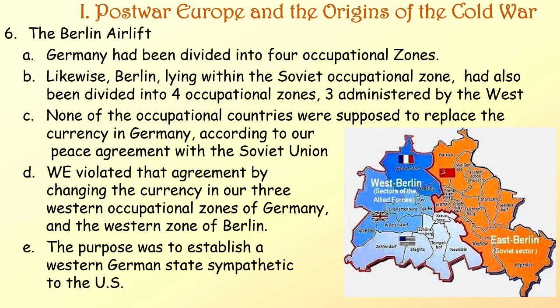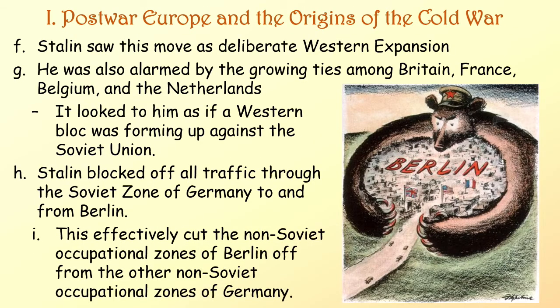The purpose was to establish a Western German state sympathetic to the U.S. Stalin saw this move as deliberate Western expansion. He was also alarmed by the growing ties among Britain, France, Belgium, and the Netherlands. It looked to him as if a Western bloc was forming up against the Soviet Union. So Stalin blocked off all traffic through the Soviet zone of Germany to and from Berlin. And this effectively cut the non-Soviet occupational zones of Berlin off from the other non-Soviet occupational zones of Germany.